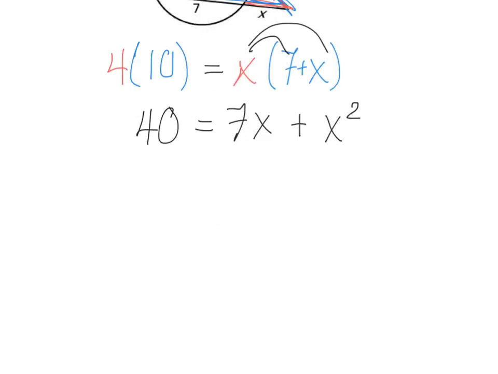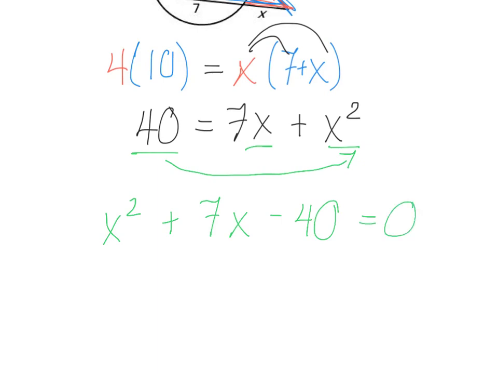So at this point, what I notice is I have an x squared term, an x to the first term, and a constant. All right, so first thing I want to do is try to get this into standard form. So I'm going to move this 40 over to the other side, get it set equal to 0. So I'm going to have x squared plus 7x minus 40, and then it's going to be equal to 0. I'm just going to put that over on the right. So I need to try to factor this if possible.